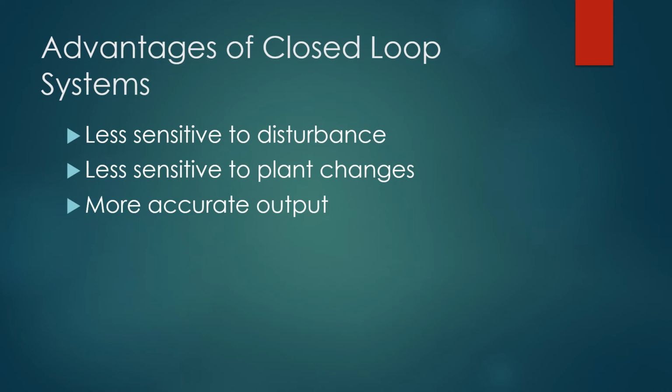Any errors, any disturbances, any changes in the plant must be compensated manually through the change in input. Unlike with a closed loop system, the feedback or the sensor feedback automatically compensates for those changes. As such, if no one is carefully watching an open loop system, its output would be less accurate.